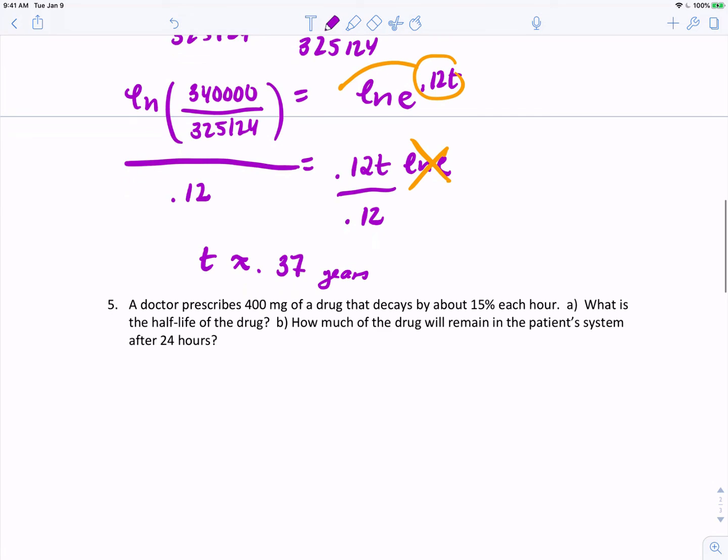Last problem. A doctor prescribes 400 milligrams of a drug that decays by about 0.15% each hour. What is the half-life of the drug? How much of the drug will remain in the patient's system after 24 hours?